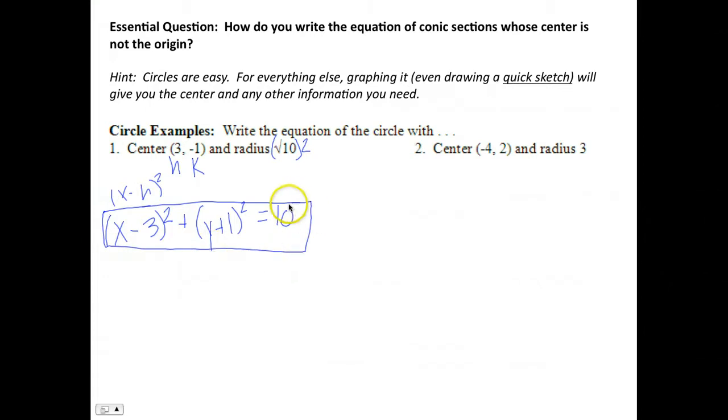All right, so hit pause, come back when you're ready to check over what you got for number 2. Welcome back. The equation for number 2 will be x plus 4 squared plus y minus 2 squared equals 9. All right, let's move on to number 3. So we'll work through this one together.